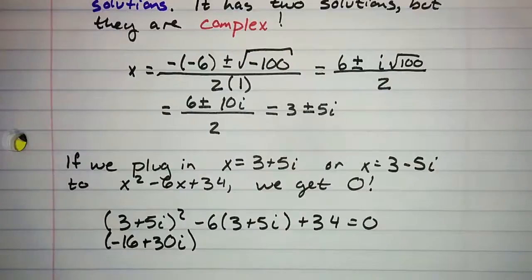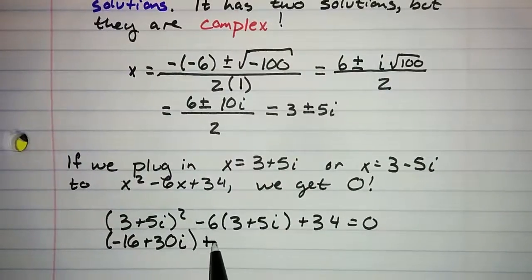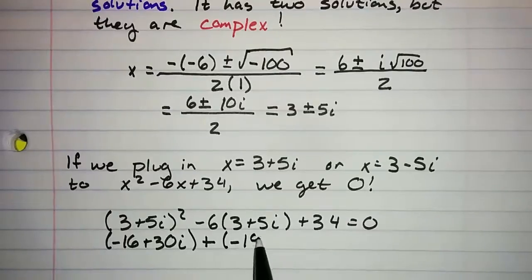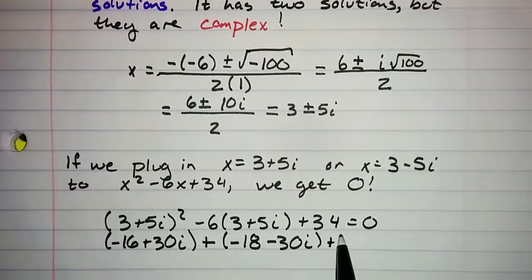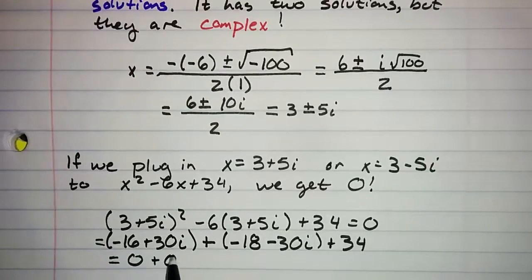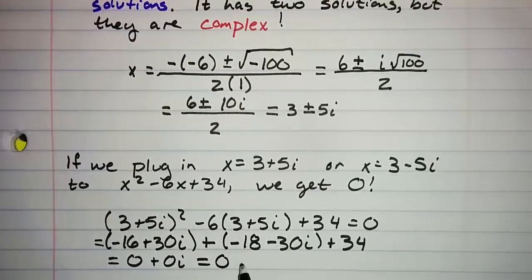So, plugging this in, using my calculator, I find that 3 plus 5i squared is -16 plus 30i, and I can pretty easily tell that -6 times 3 plus 5i is going to be -18 minus 30i, plus 34. And now I just combine like terms. -16 minus 18 plus 34 is 0. 30i minus 30i is 0i. So that does indeed give me 0.